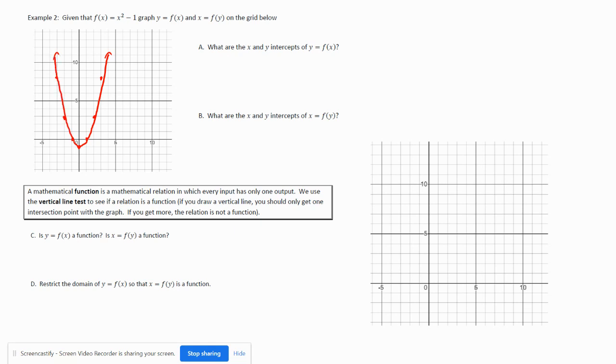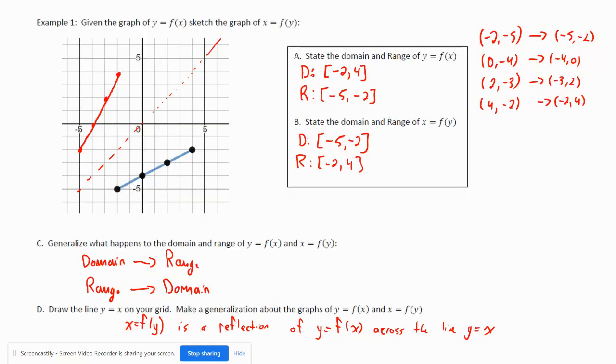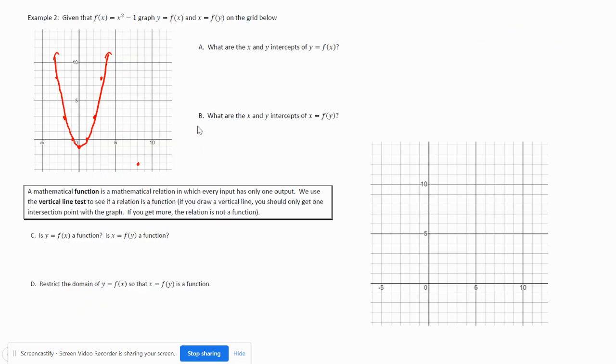Now sketch x = f(y). If I have this point, which was (-3, 8), it's going to become (8, -3). This point, (-2, 3), is going to become (3, -2). This is (-1, 0), which becomes (0, -1). This is (0, -1), which becomes (-1, 0). (1, 0) becomes (0, 1). (2, 3) becomes (3, 2). And (3, 8) becomes (8, 3). So this is going to be our inverse relation here.